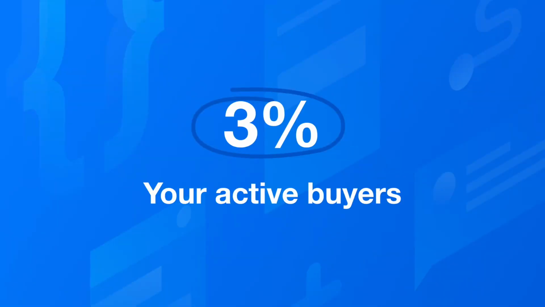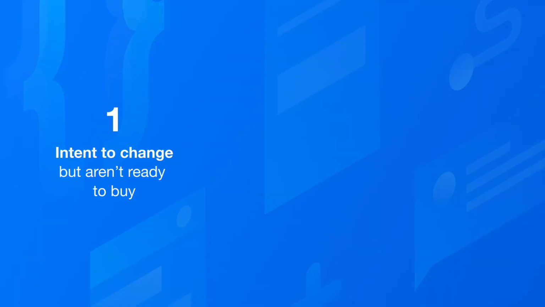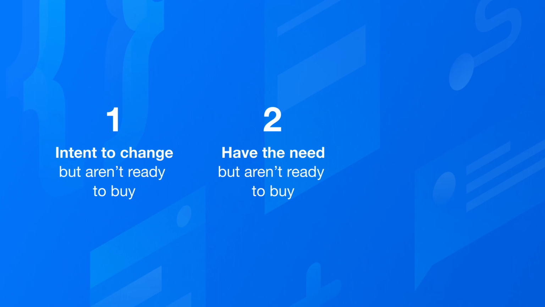3%. That's the percentage of customers who are ready to buy, who we would call active buyers. So when you market to people and companies who have a need for your product or service right now, you're really only talking to a small percentage of your market, because most people in any given time are not ready to buy. Any customer that comes across your website might have intent to change but aren't ready to buy, they might have the need but they aren't ready to buy, or they might not even have the need and so they're not willing to buy.